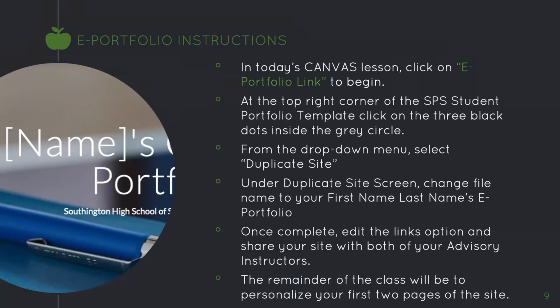In today's Canvas lesson, you will click on the e-portfolio link to begin. At the top right corner of the SPS Student Portfolio template, click on the 3 black dots inside the gray circle. From the drop-down menu, select Duplicate Site. Under Duplicate Site screen, change the file name to your first name, last name's e-portfolio. Once complete, edit the links option and share your site with both of your advisory instructors. Finally, the remainder of the class time will be spent to personalize your first 2 pages of the site.